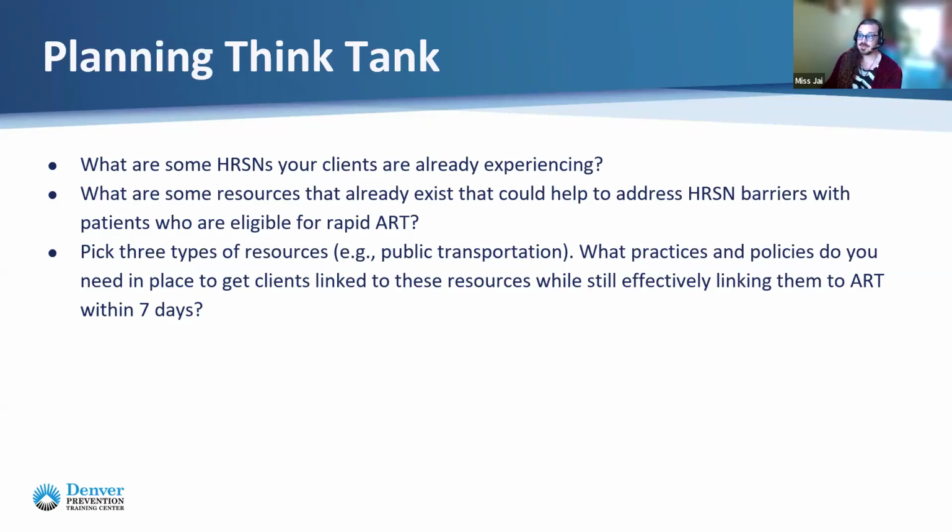So here are the prompts for the planning group. They include: what are some HRSNs your clients are already experiencing? What are some resources that already exist that could help to address HRSN barriers with patients who are eligible for rapid ART? And then pick three types of resources, for example, public transportation. What practices and policies do you need in place to get clients linked to these resources while still effectively linking them to ART within 3 days?